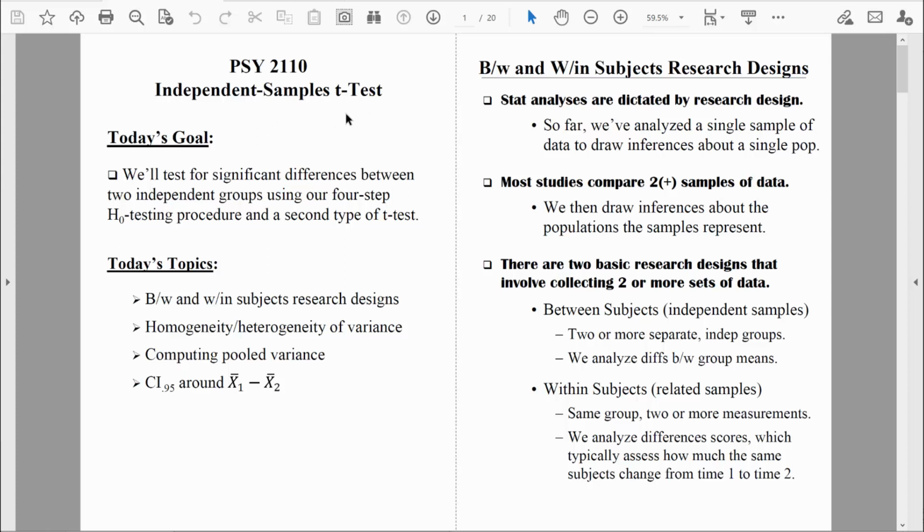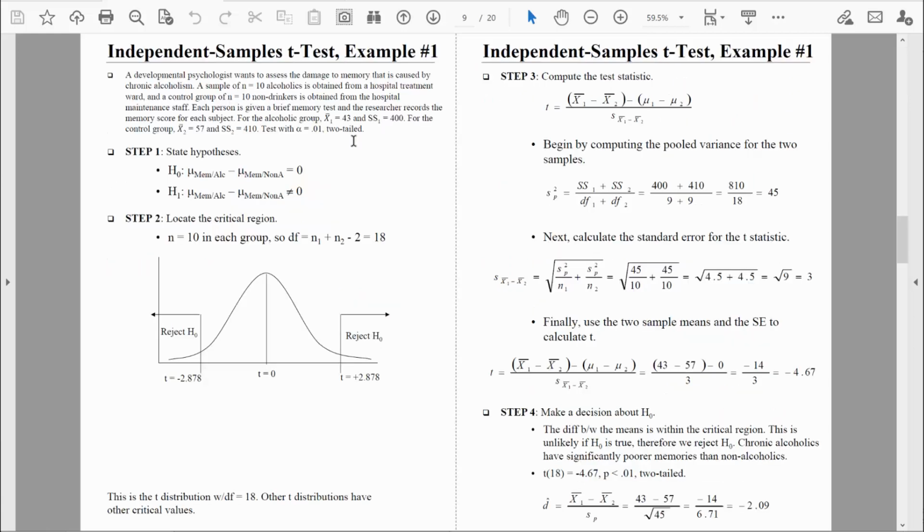Welcome back, everybody. Let's go through one more example of an independent samples t-test. We've already gone through one complete example, and in reality, all of the examples are essentially the same. For example 2, I'm just going to change some of the details, change some of the numbers. We're still going to go through the same 4 steps, and we're still going to make the decisions that we make in exactly the same way.